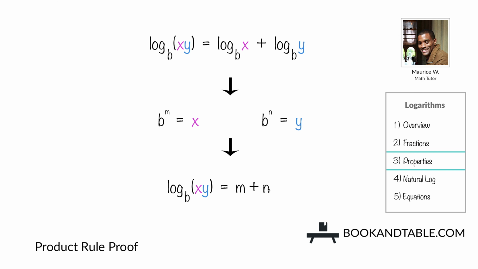That's called the inverse rule. We'll actually be reviewing that a little bit more in depth later in the chapter. But for now, just trust me that that is true. So that leaves us with m plus n.